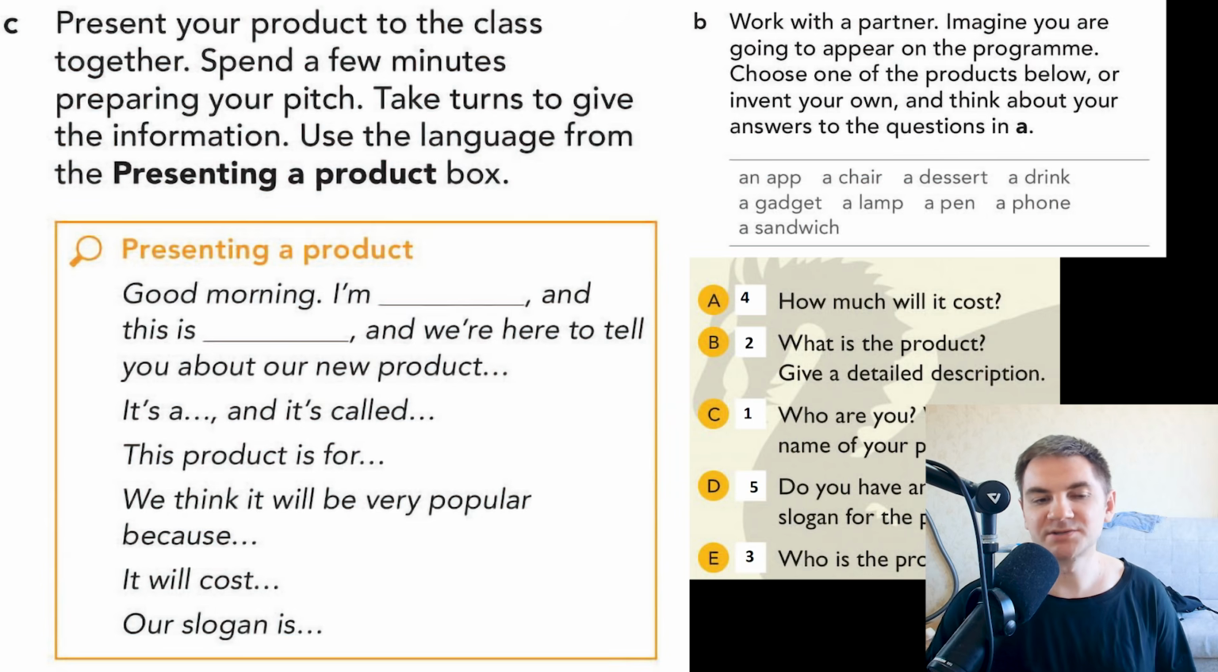Excellent. Now it's your turn to become a Dragon's Den contestant. Work by yourself. Your mission is to choose one of the products from the list, like an app, a gadget, or a drink, or invent your own completely new product. Then prepare your pitch. Use the same questions you just heard.